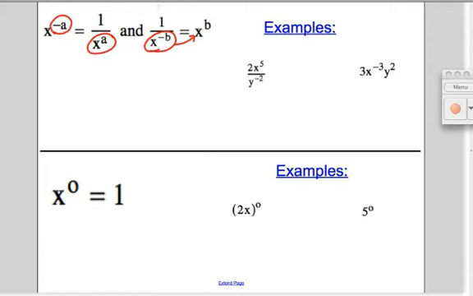So for this first example, I see this negative exponent. In math, we don't usually like to write things with negative exponents, but sometimes the problem requires us to. So this negative exponent, it really can get flipped up to the top. And this answer can be 2x to the 5th y squared. So that's my answer. That's my simplified answer. This is written more simply.